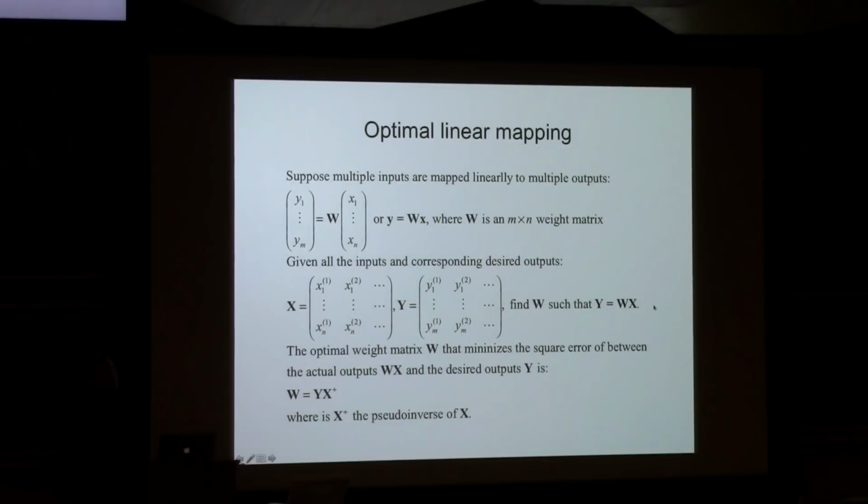But in reality, this is typically not possible because things may contradict each other. So the best thing you can do is to minimize the square error between the left-hand side and right-hand side of this equation. The solution is very simple: this weight is equal to this matrix Y times the pseudo-inverse of matrix X.